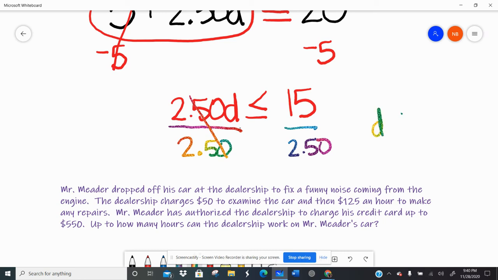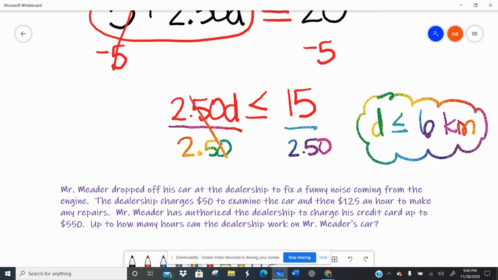So that means multiply, which means I divide each side by the coefficient, by $2.50. So d, the distance in kilometers, has to be less than or equal to, let's do it in our calculator, 15 divided by 2.50, 6 kilometers. So at most, I can travel 6 kilometers because once I go over that, I don't have enough money. So d has to be less than or equal to 6 kilometers. And I could graph that if I needed to on the number line.